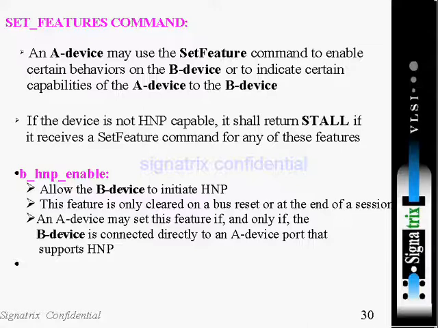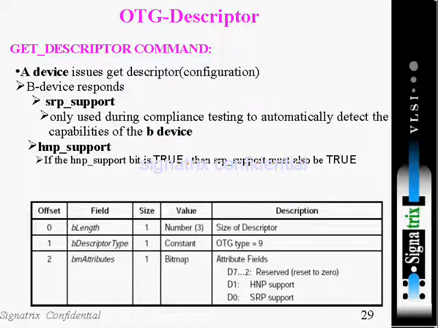A device may use the set feature command to enable certain behaviors on the B device or to indicate certain capabilities of the A device to the B device. If the device is not HNP capable, that means in that descriptor it will send a particular bit as 0. You getting this bit? It doesn't have that capability, so this bit will be 0.